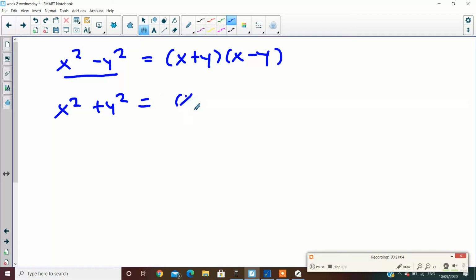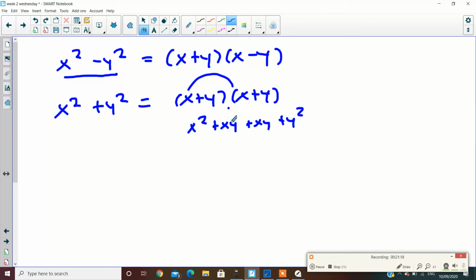Is it the same as (x + y)(x + y)? The answer is no, because this happens. You get x squared plus xy plus xy plus y squared. You have an extra 2xy in the middle. Does everybody see that? Can't be done.